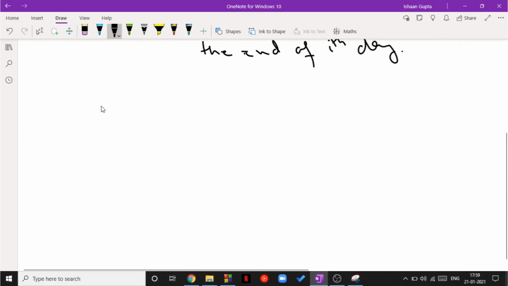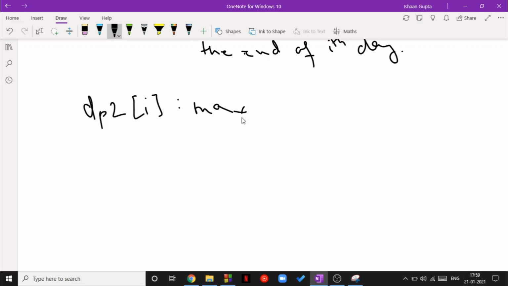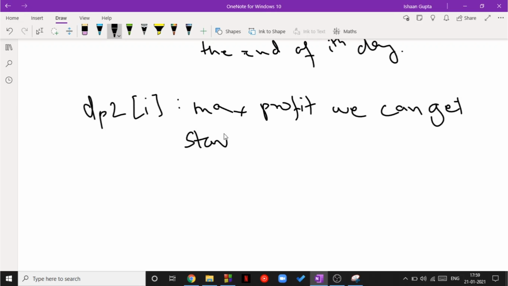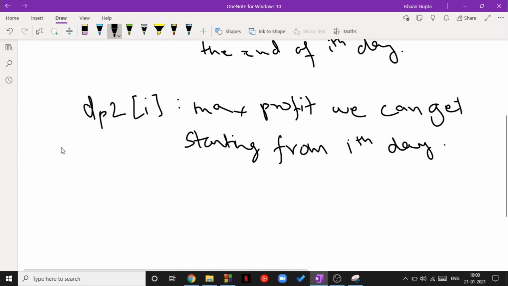Now we will make a second DP. DP2 of I will give us the maximum profit we can get starting from ith day. Okay, now we have to formulate these two DPs.